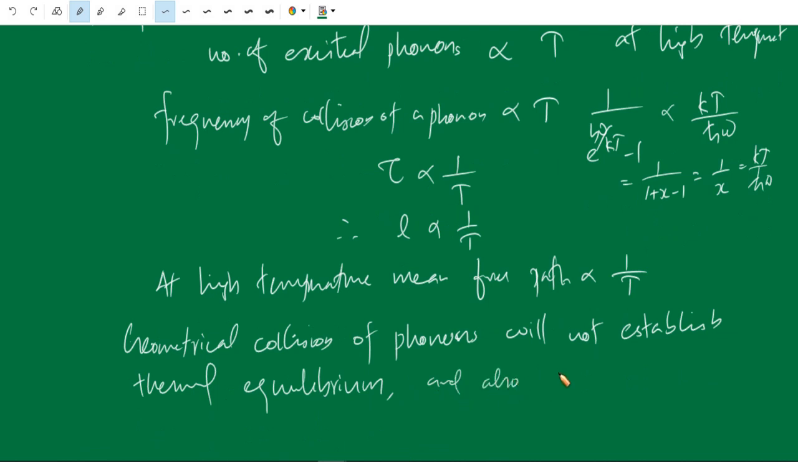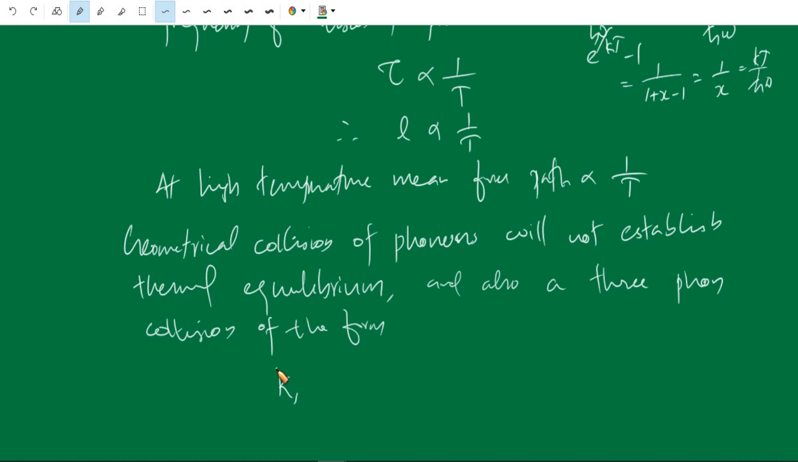And also, a three phonon collision of the form where two phonons are interacting with wave vectors k1 and k2, then when they interact, k1 plus k2 is equal to wave vector k3.